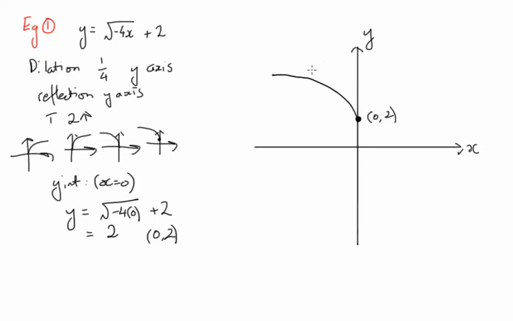Let's put a reference point in. So what's a value of x I can sub in there to get a nice y value? Let's try x equals -1. So let's let x equal -1. Well, y equals the square root of -4 times -1 plus 2. -4 times -1 is 4. Square root of 4 is 2. 2 plus 2 is 4. Alright, let's see. So when x equals -1, we know that y equals 4.